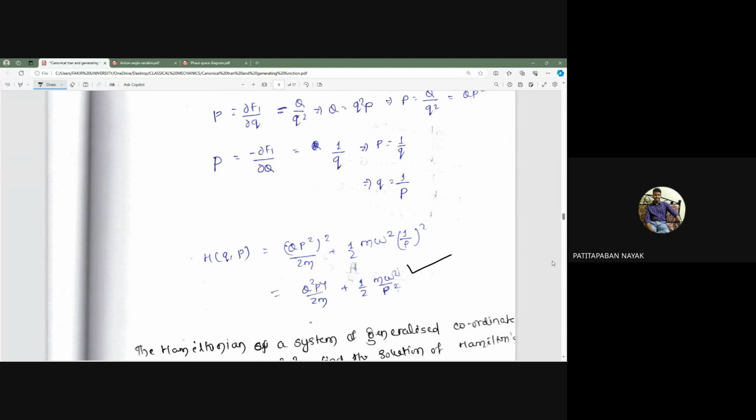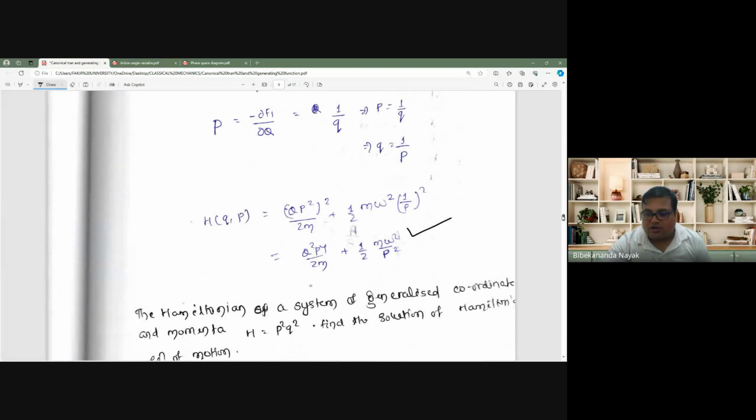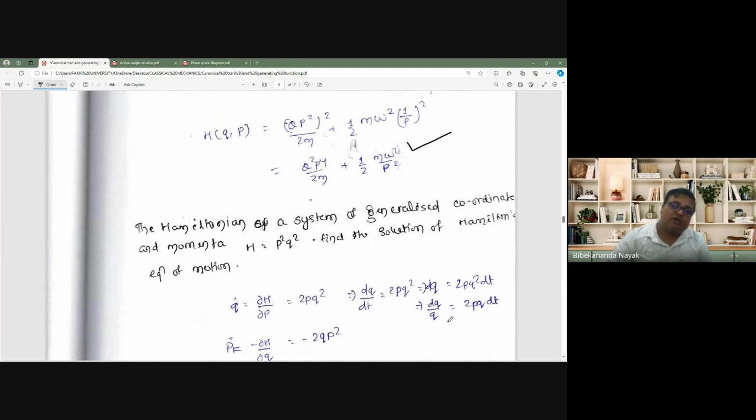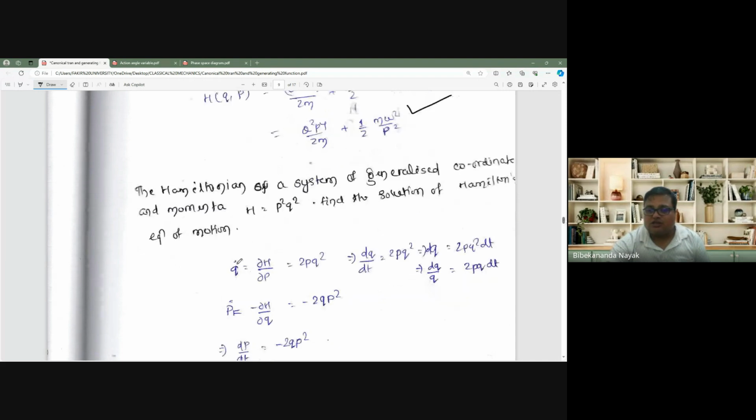Yes, sir. Another question: the Hamiltonian of a system of generalized coordinate and momentum is given as H is equal to small p square q square. Find the solution of Hamilton's equations of motion. It's very simple. You know the Hamilton's equations: q dot is equal to del H by del p and p dot is equal to minus del H by del q. If you take the derivative with respect to p, it will be 2pq square.